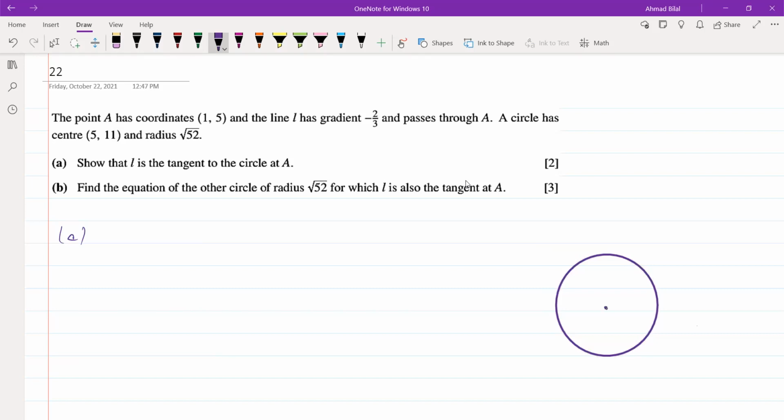This is the circle. It has center 5, 11, and the radius is square root of 52. There's a point A with coordinates 1 and 5, so it's going to be towards the left and downwards. It's going to be here. This is point A. It has a gradient of -2/3. Now, it did not say that A lies on the circle, so the first thing you have to show is that it lies on the circle. How do you show that this point lies on the circle?